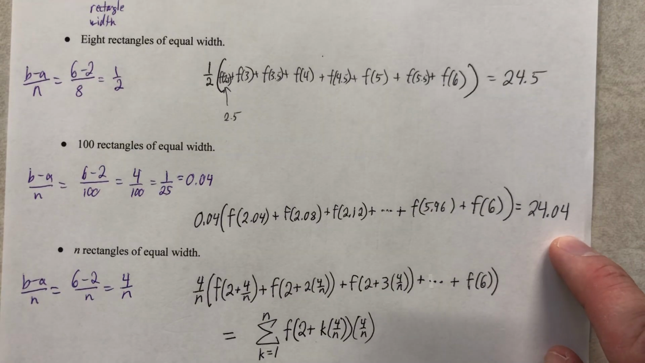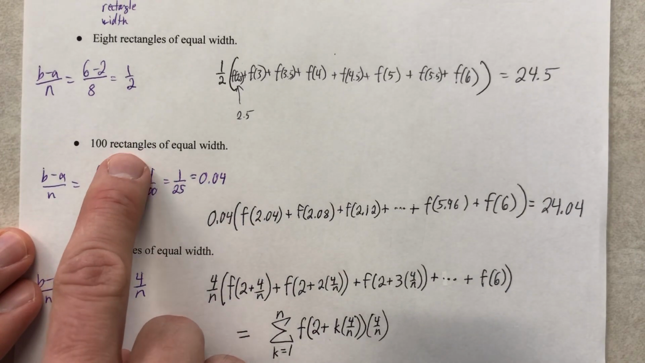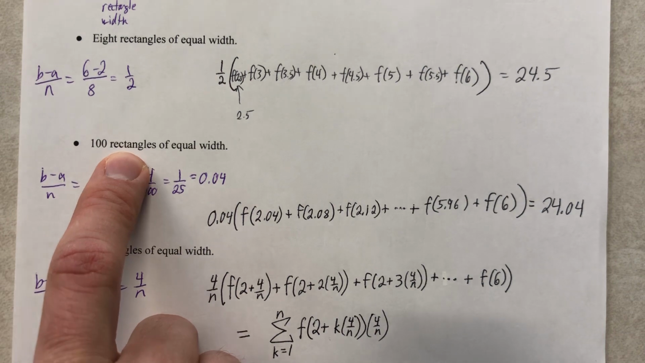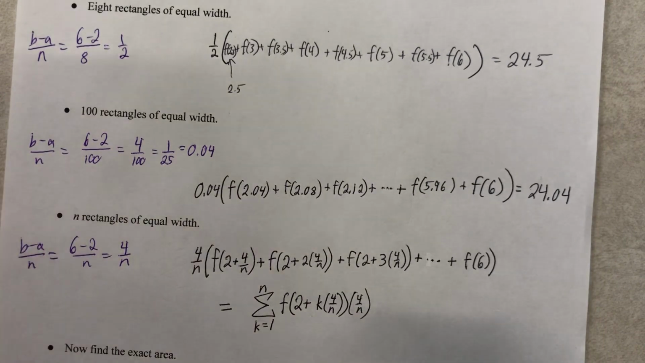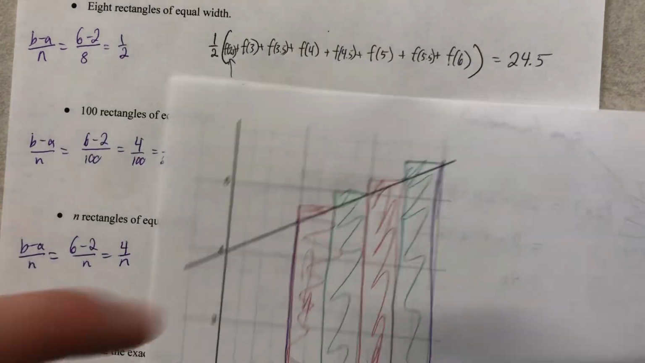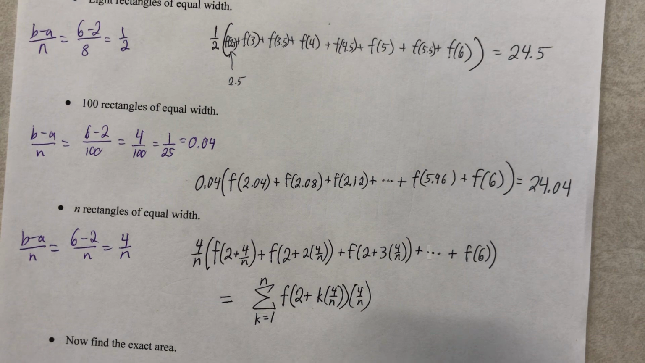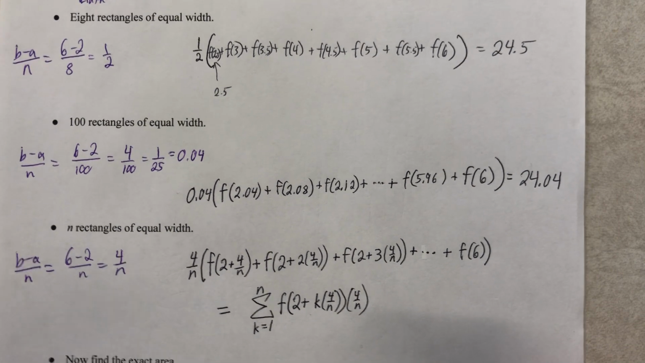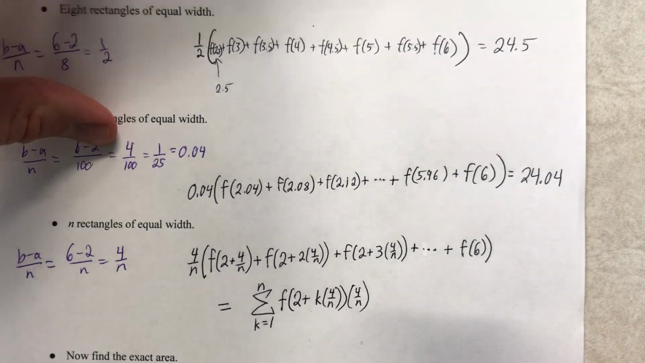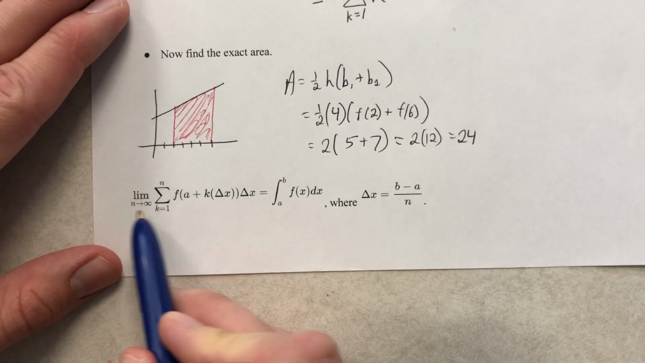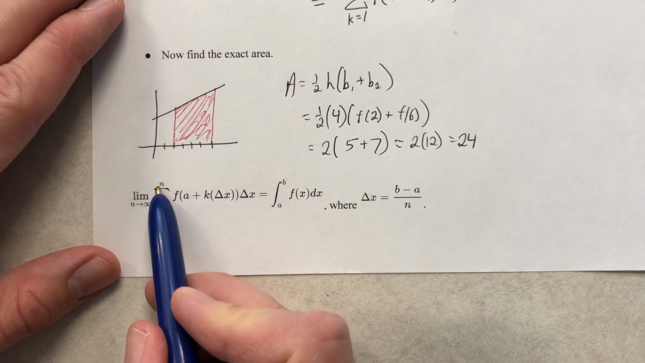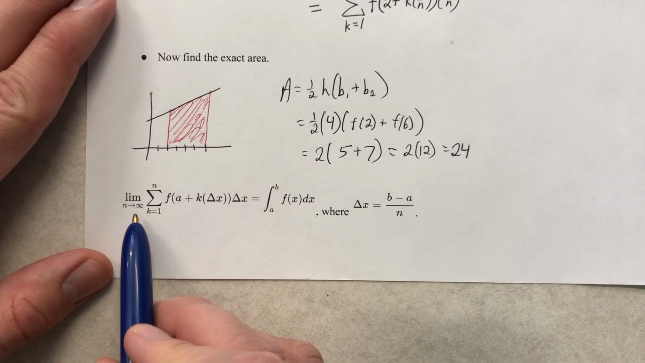We sort of were getting there by picking larger and larger values of n, more and more rectangles. So the more rectangles you have, we've said this, the more accurate you are, and therefore the ideal is to have, wait for it, an infinite number of rectangles. Well, you can't put infinity up here. You have to approach infinity.